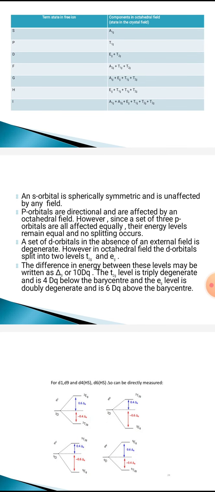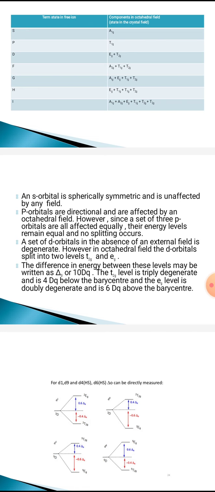An s orbital is spherically symmetric and is unaffected by any field, whereas the p orbitals are directional, and since there are three sets of p orbitals, all of them are equally affected, and hence the energy remains the same and no splitting occurs.